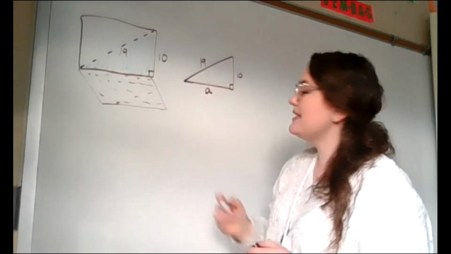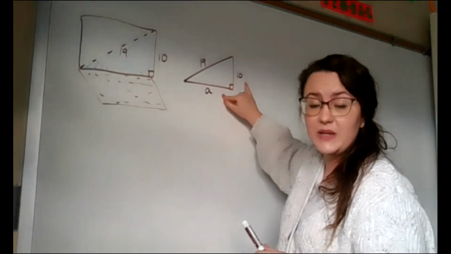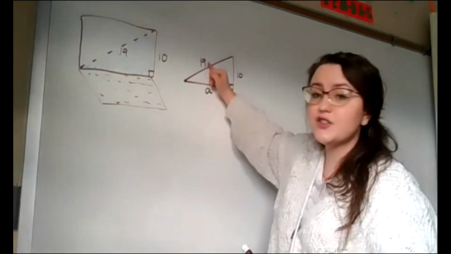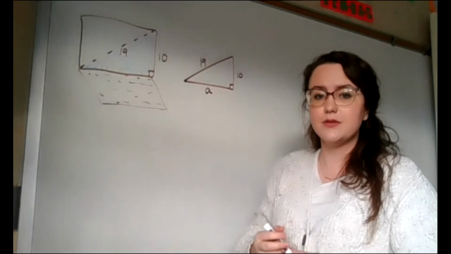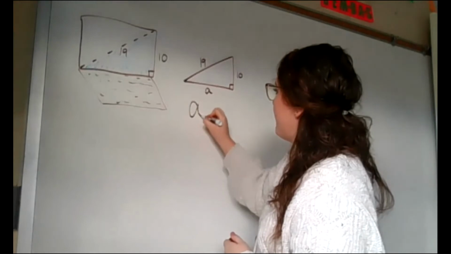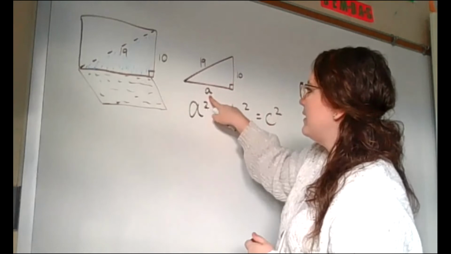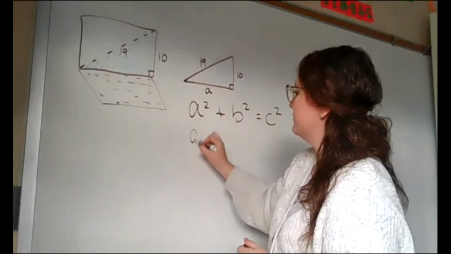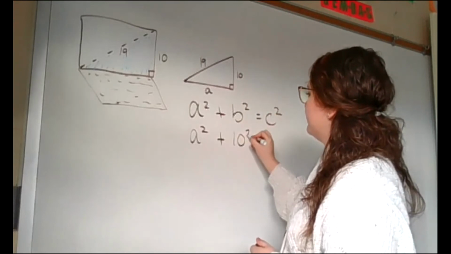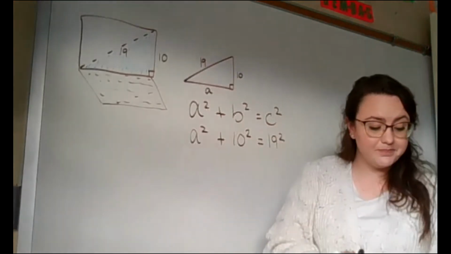Remember that it doesn't really matter with the legs whether this is A or this is A or this is B and this is B. What's most important is that the diagonal distance, what's across from the right angle, is the C, the hypotenuse. Okay? So let's plug this into our theorem. I don't know my one leg measure, but I do know my other leg measure is 10, and that my hypotenuse is 19.